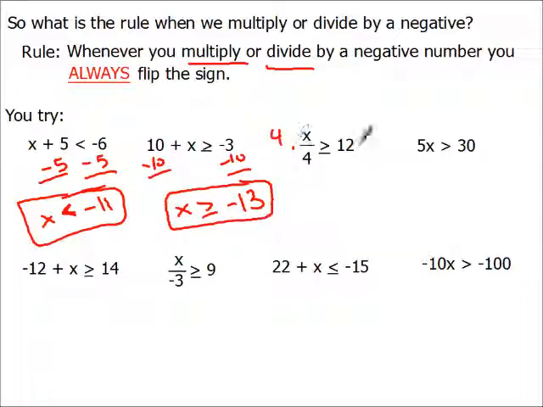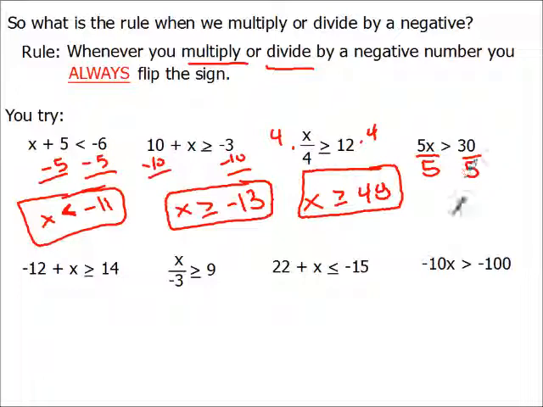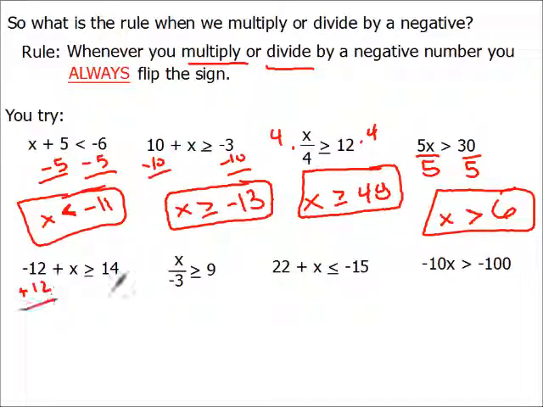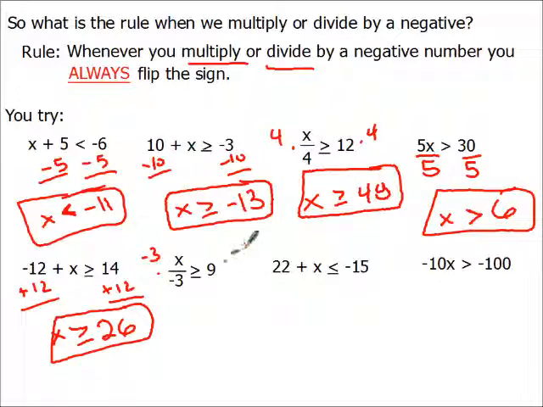Over here, times 4, we got x and 48. So you ask yourself, did you multiply or divide by a negative? Did not, so the symbol stays the same. Divide by 5, x and 6. We did not divide by a negative, so it stays the same. Plus 12. We did not multiply or divide by a negative, so it stays the same. Times negative 3, x and negative 27. Now I did multiply by a negative, so that sign is going to flip.